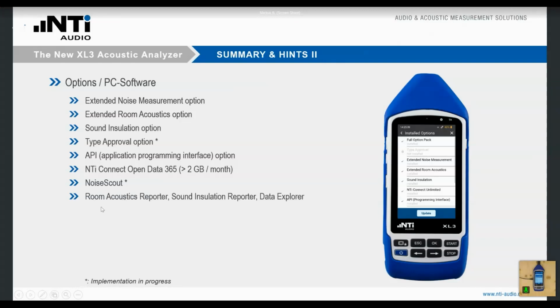Then, last but not least, we have 3 PC software packages: the Room Acoustics Reporter, the Sound Insulation Reporter, and the Data Explorer, that have already been updated in a way that they can cope with XL3 data. So whatever you record with the XL3 can be imported to any of these 3 packages in order to do the post-processing.